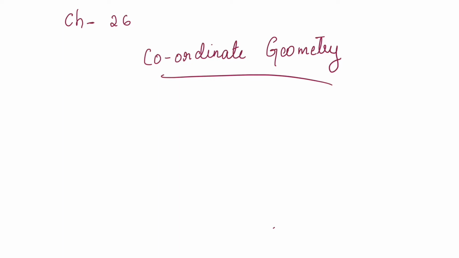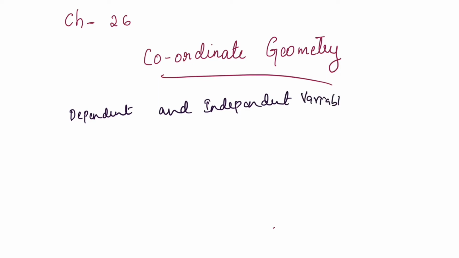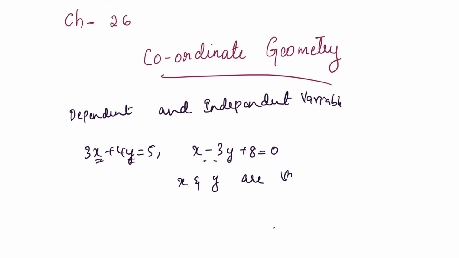Let us come to the next one, dependent and independent variables. What are those? A linear equation has a form like 3x plus 4y equals 5, or x minus 3y plus 8 equals 0. We have these terms x and y, and here you know clearly that x and y are the variables. No doubts in that, right? x and y are the variables.